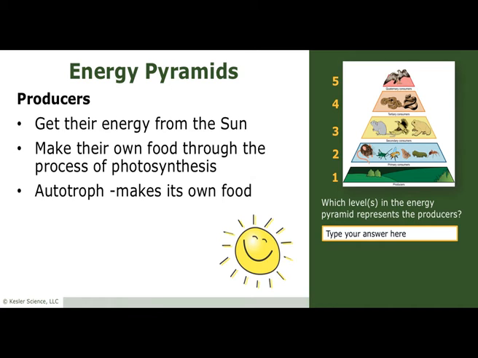So let's talk about producers. Producers get their energy directly from the sun. They make their own food through a process called photosynthesis. Another word for producers is autotrophs. Autotrophs, because auto means self, meaning autotrophs make their own food by themselves. And we are not talking like they go to the refrigerator and cook up a meal. We are talking that they make their sugar directly from the sun. They take in the sunlight, water, and nutrients, and they're able to make the glucose from that.